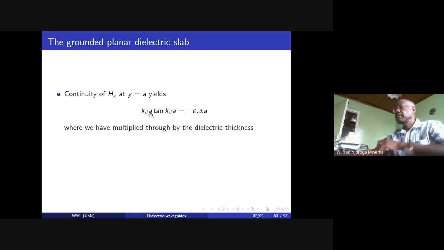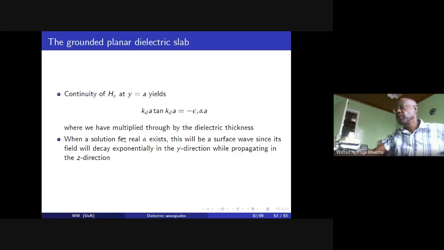Now notice here I've just multiplied through by the dielectric thickness so that we can get these values looking alike. So we have multiplied through by the dielectric thickness to get that value there for the continuity. This is normally not there, but you can always multiply, as long as you multiply both sides with the same factor, then you have not modified anything.